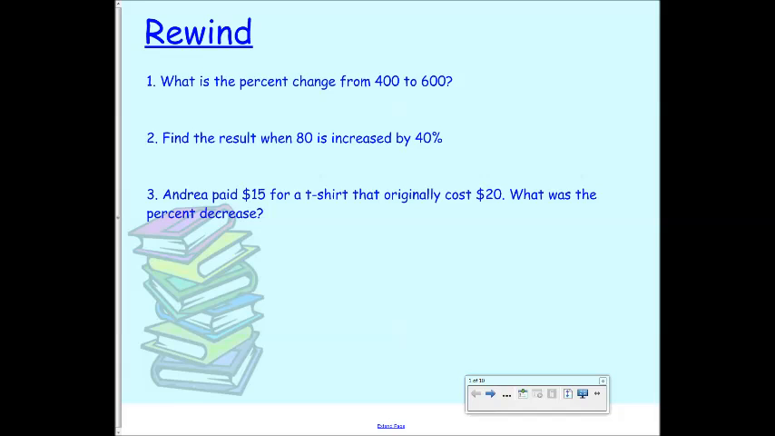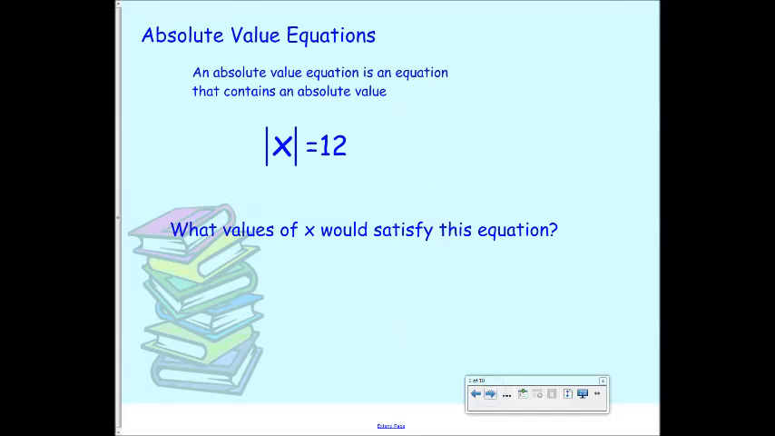So we're going to talk today about absolute value equations. We've been working with different algebraic equations and expressions for this unit, and we're going to talk today about equations that involve the absolute value symbol. As a reminder, the absolute value symbol means that we're talking about the distance a number is from zero.